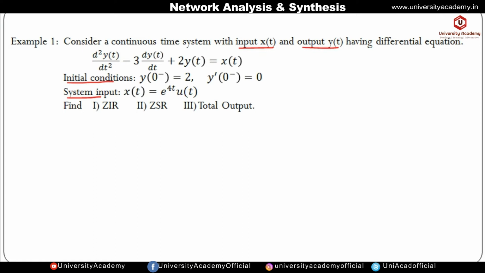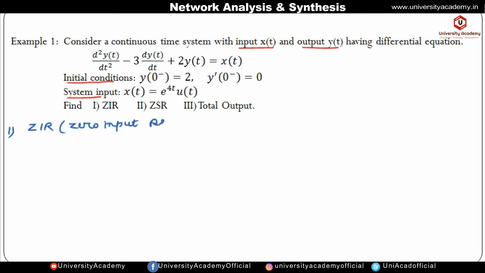That means we have to find out the output due to x of t, and then we have to find out the total output, which is a combination of ZIR and ZSR. So first, let us find out ZIR. Okay, so ZIR is zero input response.